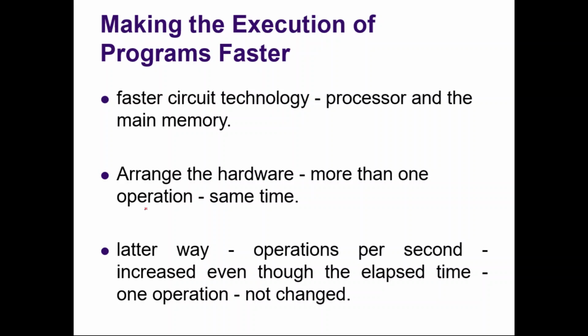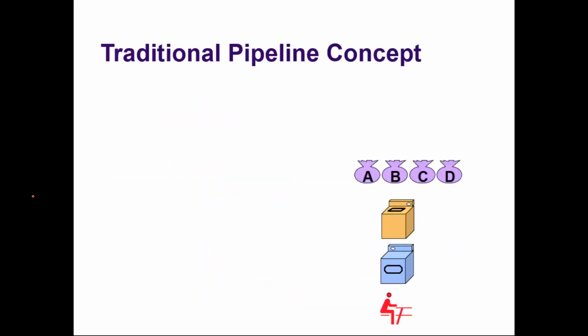Previously we are using the resource in one way, which is not optimal. Now we are using it in an optimal way, right? Okay. Let us see with an example how it actually happens. The concept of pipelining in computers comes from the traditional pipelining concept which is used in the real world at several places.